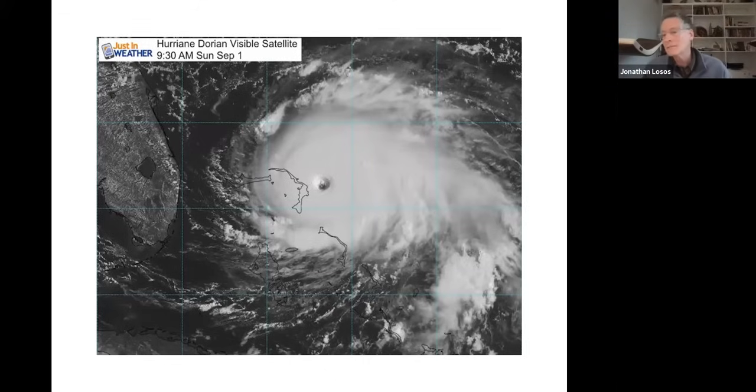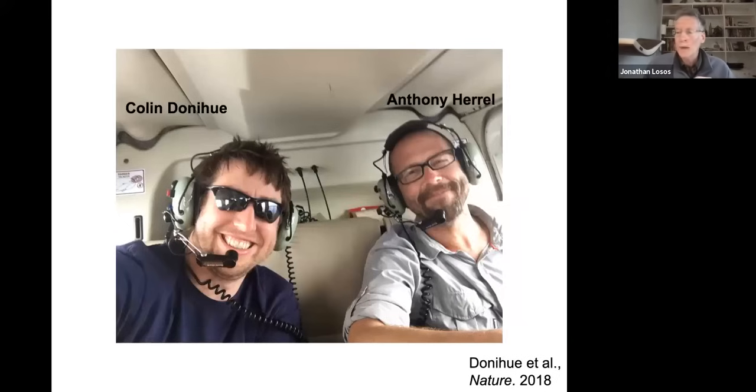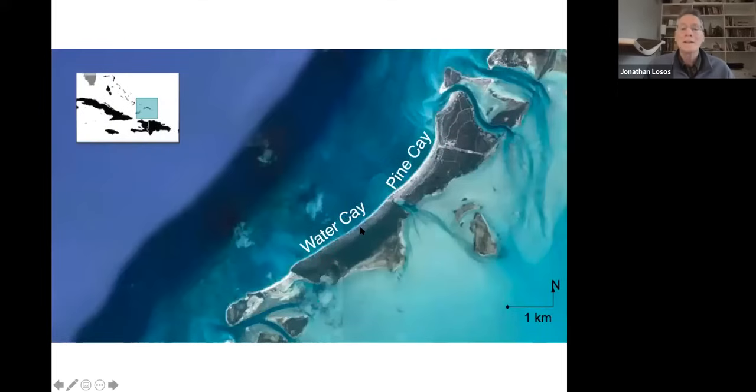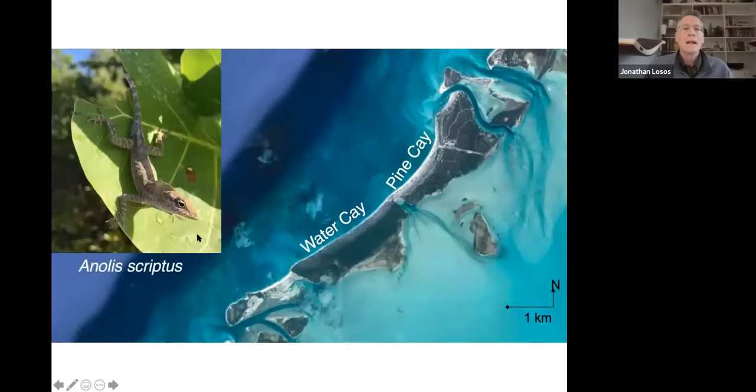driven by these predators. Finally, one last quick study done by Colin Donahue, who was a postdoc in my lab. He's now moved on to a postdoc at Brown University, and Anthony Harel from the Natural History Museum in France. And this study took place in the Turks and the Caicos to the southwest of the Bahamas and focused on 2 tiny islands there, Water Key and Pine Key. The focal lizard was a species convergent with Anolis sagrei, the brown anole, very similar looking, but it's a different species, Anolis scriptus. Now, these islands were overrun by invasive species, by rats, cats, and goats.